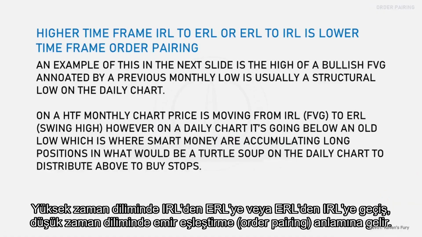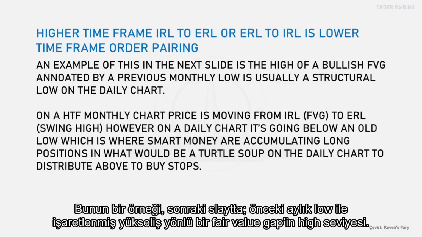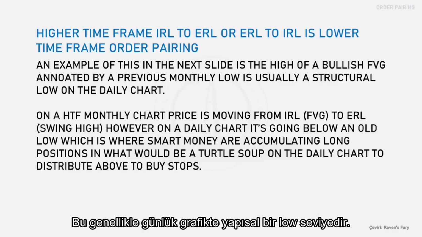Higher time frame internal range to external range, or external range to internal range, is lower time frame order pairing. So an example of this, in the next slide, is the high of a bullish fair value gap annotated by a previous monthly low is usually a structural low on the daily chart.